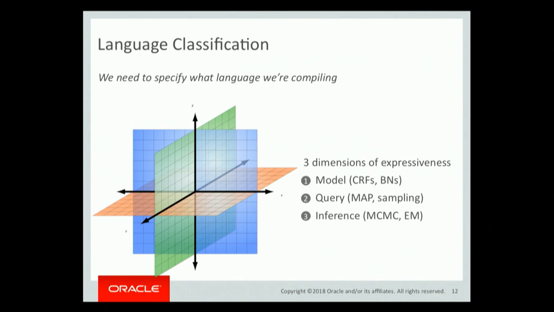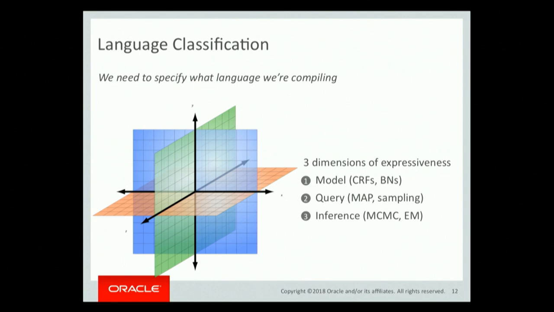There's also a language for the query, because you could ask many different questions about your program. In fact, that actually leads to a lot of misunderstanding between PL and machine learning papers, because often in PL, the only query they care about is running the program forward. And it's a fair query, but there are other queries you could ask. And finally, there's the question of the inference. How are we going to do the inference?